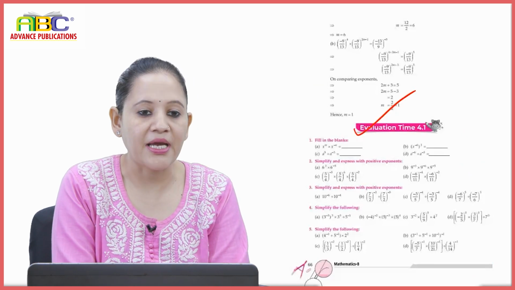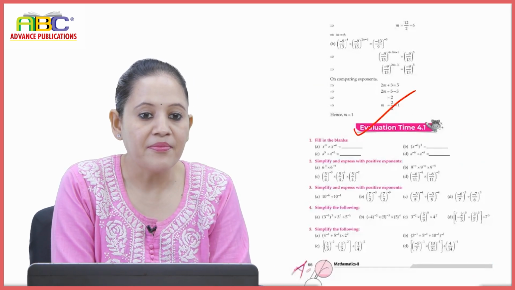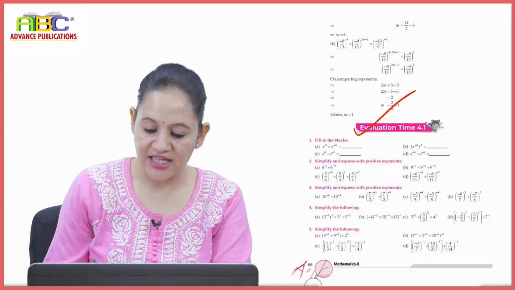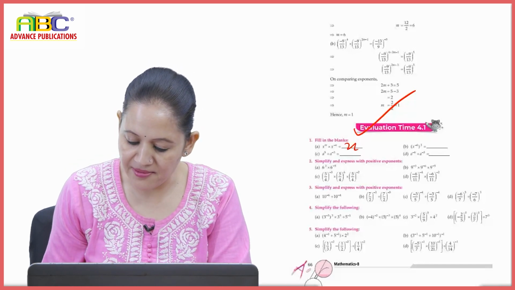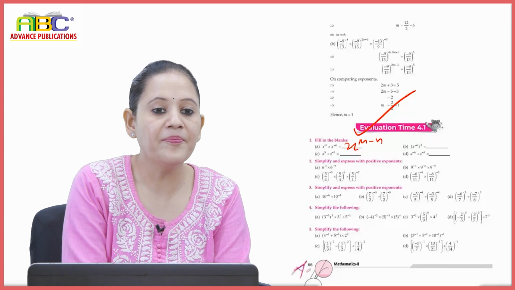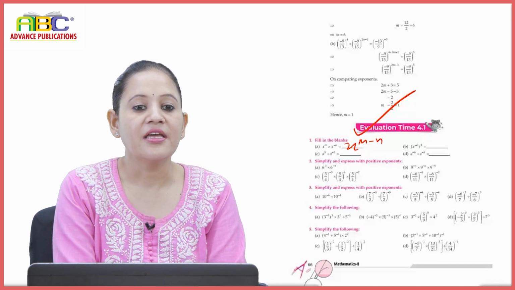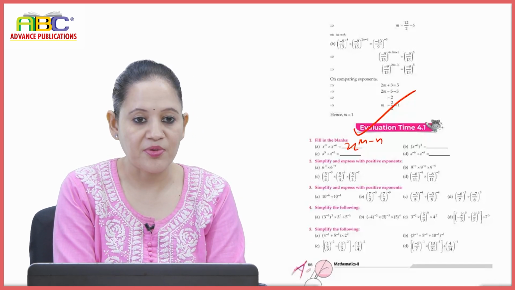Next is evaluation time 4.1. Fill in the blanks. x to the power m multiplied by x to the power -n is equal to x to the power m minus n. Clear? Next, simplify and express with the positive exponent.